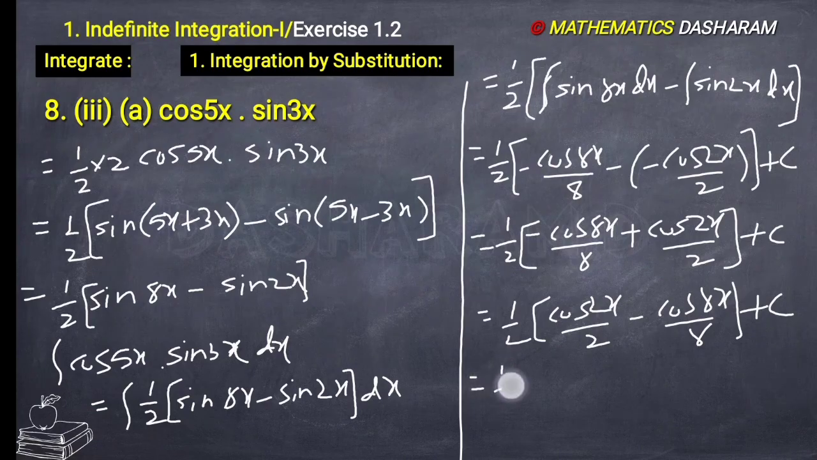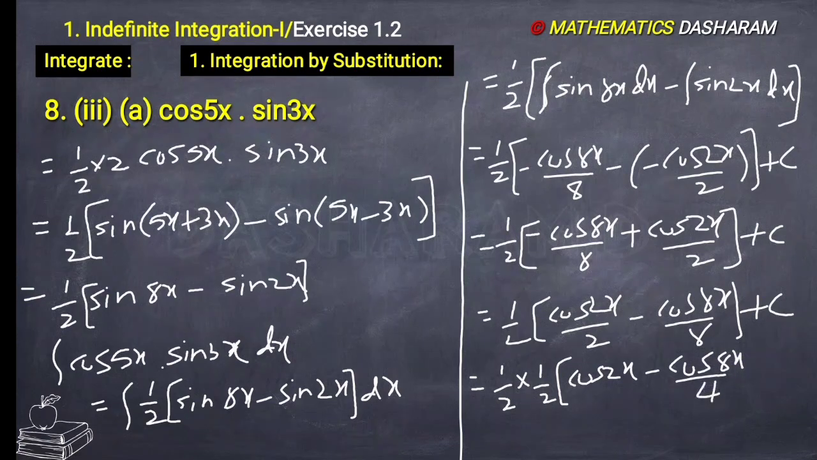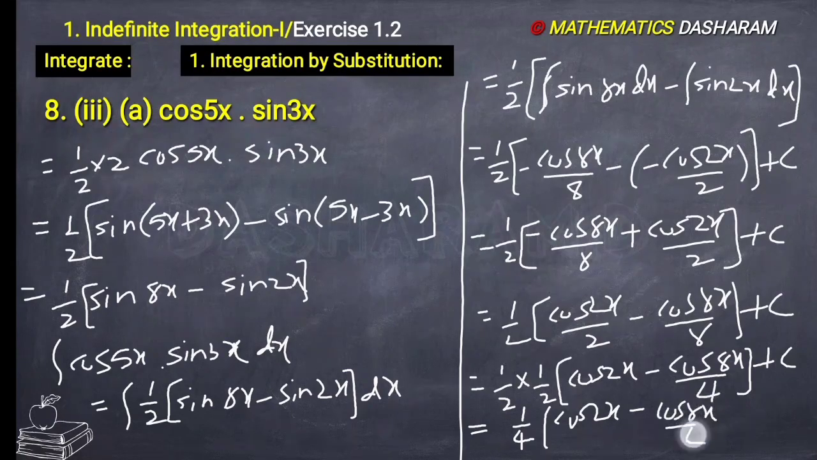So take the 1 by 2 common, then cos 2x minus cos 8x by 4, because the 1 by 2 is common, plus c. So 1 by 2 into 1 by 2 is 1 by 4 bracket of cos 2x minus cos 8x by 4 plus c is our required answer.